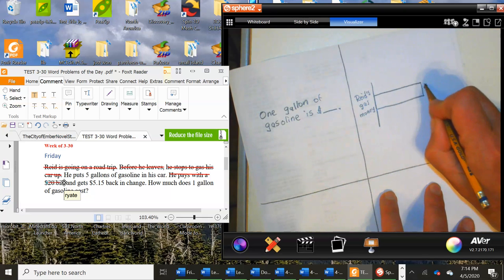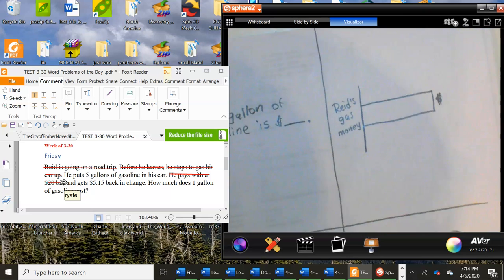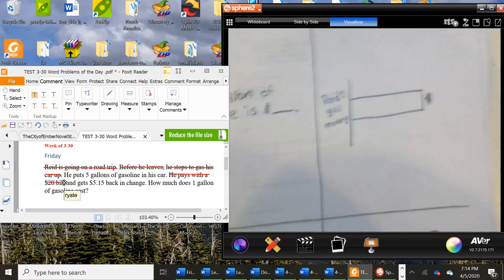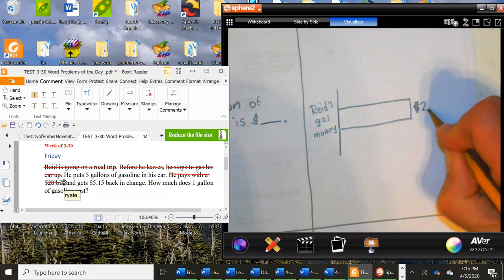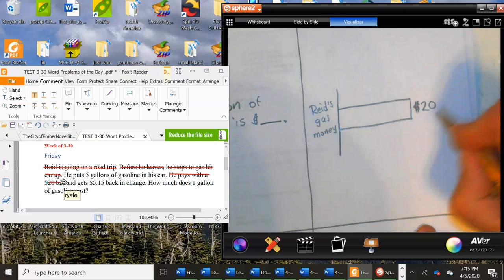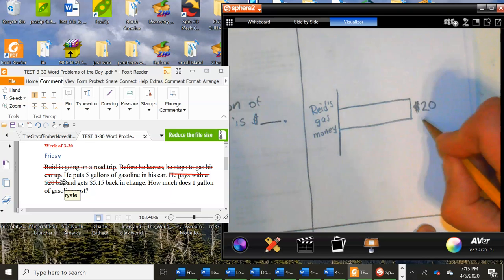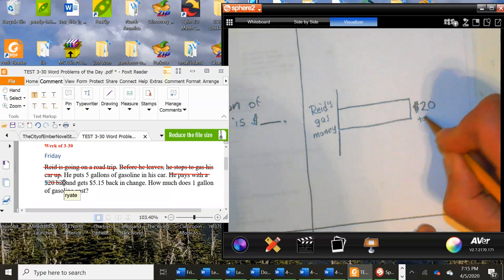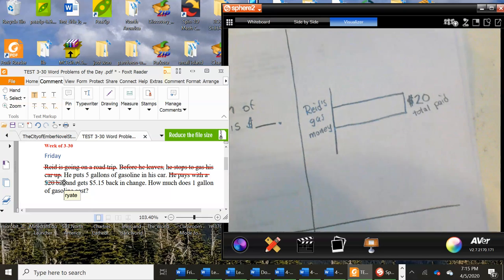So I'm going to go ahead and put down here a dollar sign. And I'm going to zoom in on this because it looks a little small on my end on the document camera, so I want to make sure you can see it. So this is $20. I'm going to put that on the outside of the unit bar at the end. And you can just see here, he pays a $20 bill, so we could say $20 total paid. That's how much he gave to the person at the gas station. And now we can go ahead and look at the rest of this and decide what we're going to do with the unit bar.